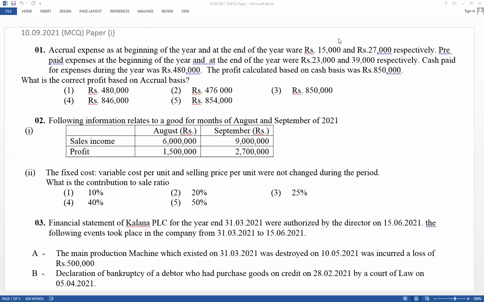Margin of safety quantity means beyond the BEP. Beyond the break-even point, that is called margin of safety. Expected sales quantity minus break-even point quantity, that is the margin of safety quantity. And expected sales value minus break-even point value, that is the margin of safety value. Margin of safety value can be calculated as margin of safety quantity into selling price also.